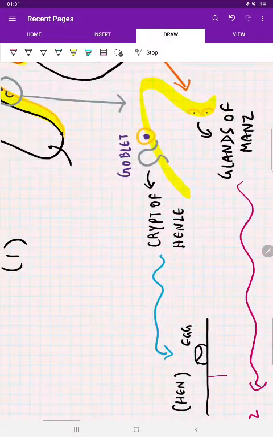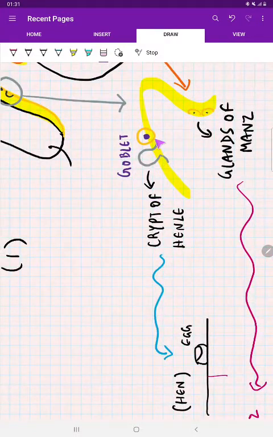What is this crypt of Henle? This is just a simple crypt wherein the secretion of mucin is present, and that is going to nourish the conjunctiva and cornea also. So it is going to wet the conjunctiva and cornea.